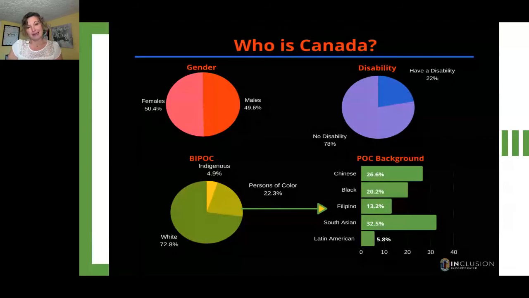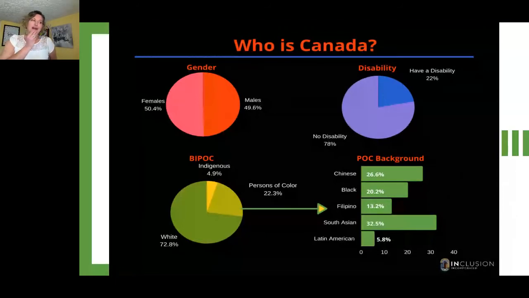When we look at Black, Indigenous, and persons of color across Canada, about 4.9% of the population identifies as being Indigenous, and 22.3% of the population identifies as being persons of color, with a wide range of backgrounds, ethnicities, cultures, and races that are part of that makeup. And so there's huge diversity in that population, and we need to respect that the label does not capture the beauty and the diversity of what we need to be thinking about and planning for.